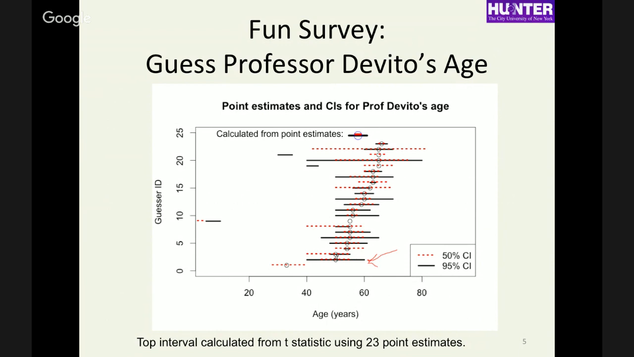So the point estimate here is, I think, 49 years old. The 50% confidence interval goes plus or minus like 3 years, and the 95% confidence interval goes about plus or minus 10 years. So what do you think about that? Is that a good set of confidence intervals around this guess? Any comments? Don't be shy. Yes?